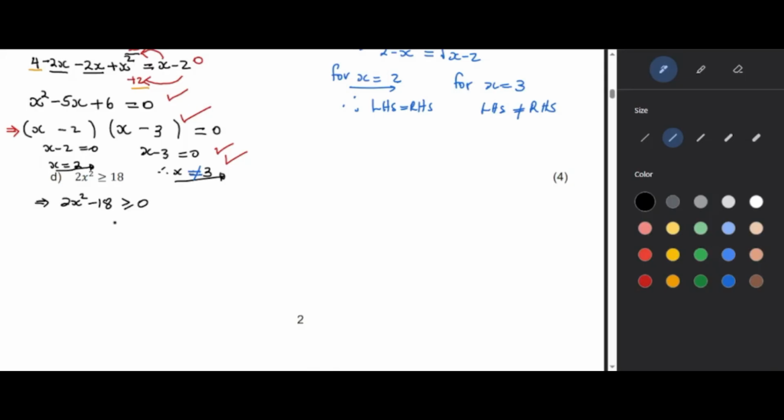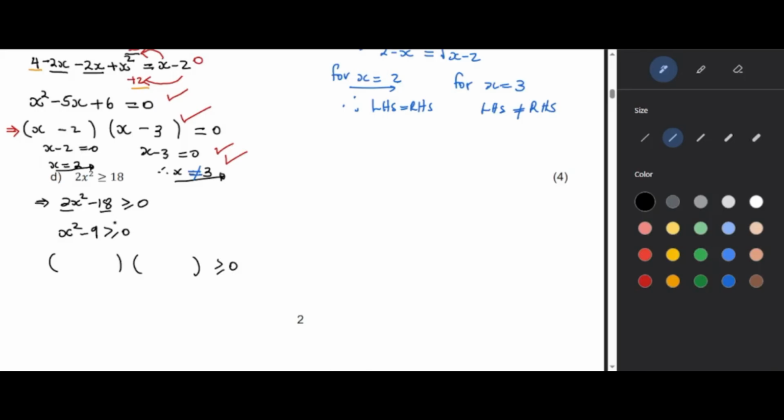So I check, can 2 divide 18? Yes. So this will be x squared minus 9 greater or equals to 0. I just divided everything by 2. Can we factorize this? Yes. This is the difference of squares. So this is how you factorize the difference of squares.